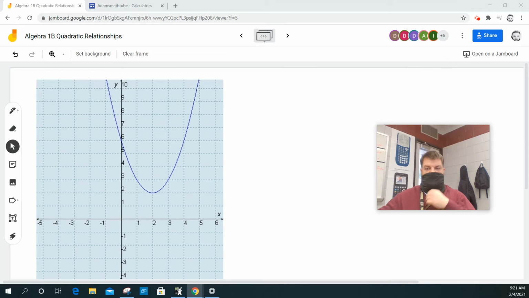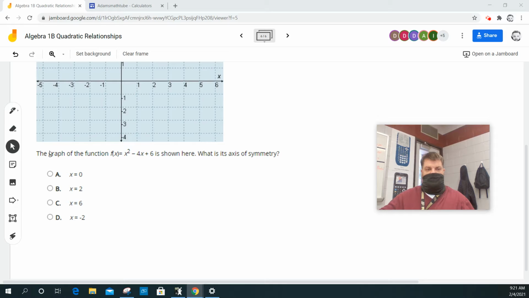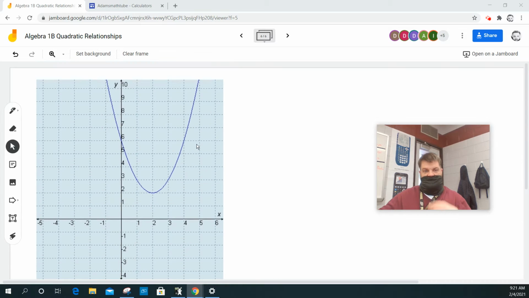All right, so for this one, it says, what is the axis? Well, let me scroll down. It says, what is the axis of symmetry for the following function, x squared minus 4x plus 6?